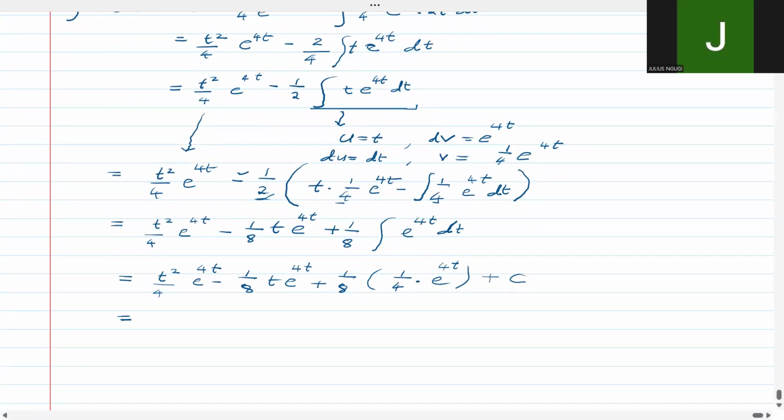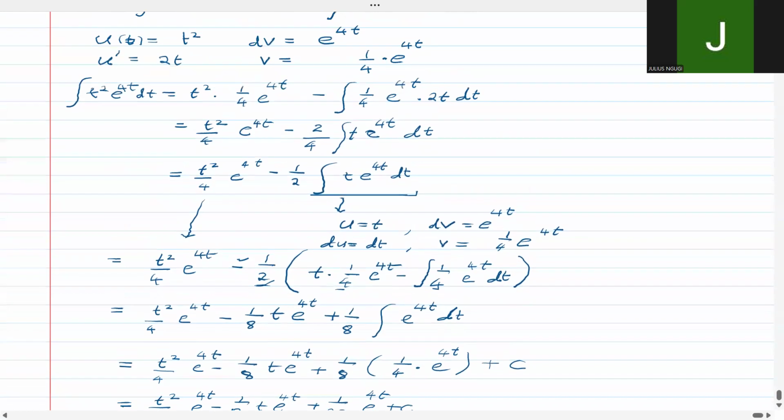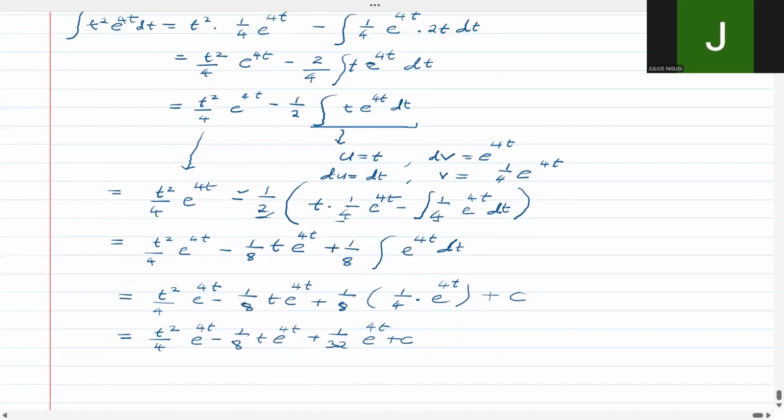So cleaning this one, we get t squared over 4 exponential power 4t minus 1 over 8 t exponential power 4t plus 1 over 8 times 1 over 4 is 1 over 32 exponential power 4t, then plus a constant c. And that's the integral of the one that we were given, integral of t squared exponential power 4t.